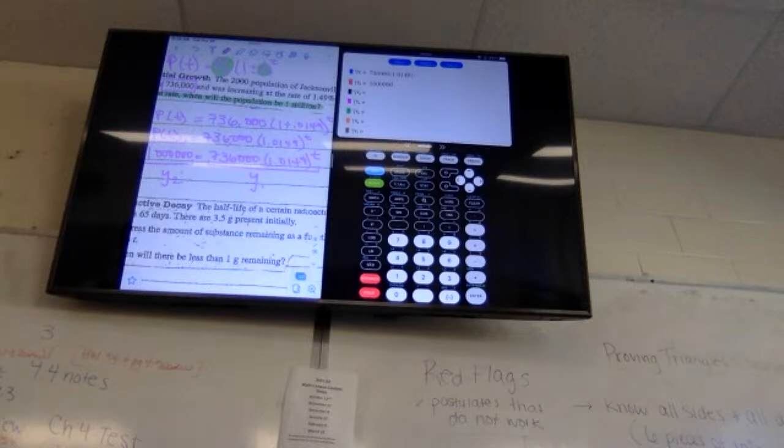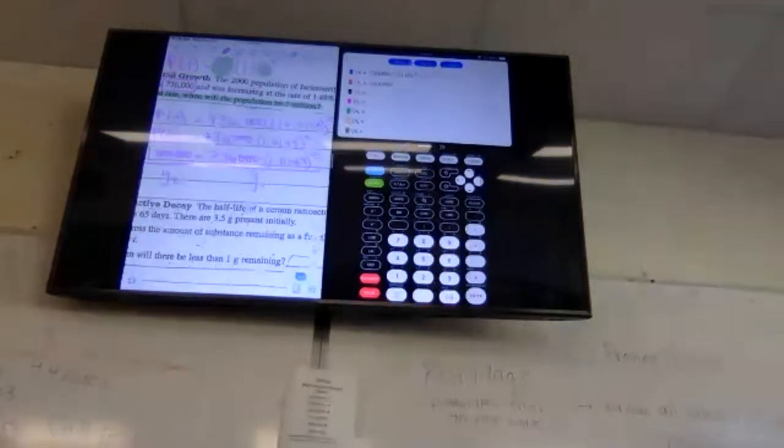Make sure you have your x being raised to the exponent. Make sure it's higher up than everything else. Make sure you have the right number of zeros. That's usually a common mistake we make, because we don't have the right number of zeros.